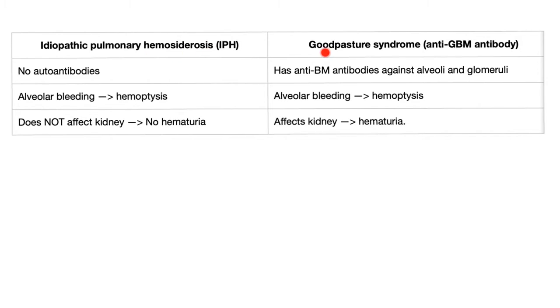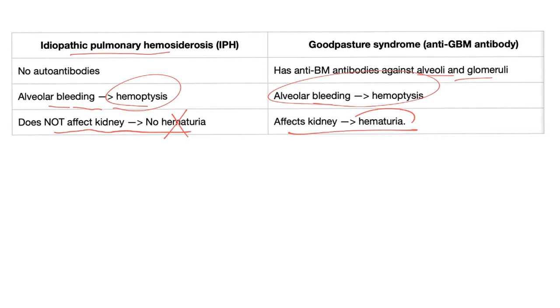Idiopathic pulmonary hemosiderosis versus Goodpasture syndrome. Okay, here we have no antibodies, but here you have antibodies against alveoli and against glomeruli. You have alveolar bleeding leading to hemoptysis in both of them. Idiopathic pulmonary hemosiderosis is only in the alveoli. It does not affect the kidney. There is no hematuria. But here in Goodpasture, there is hematuria. Both of them will have increased DLCO.